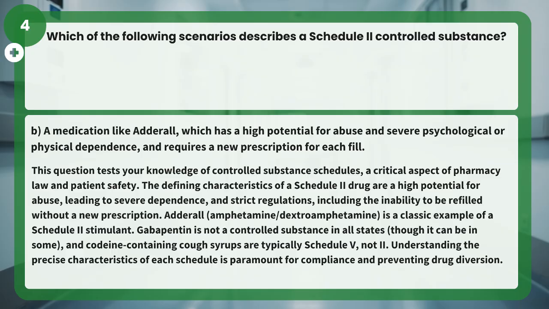Adderall, amphetamine/dextroamphetamine, is a classic example of a Schedule II stimulant. Gabapentin is not a controlled substance in all states, though it can be in some, and codeine-containing cough syrups are typically Schedule V, not II. Understanding the precise characteristics of each schedule is paramount for compliance and preventing drug diversion.